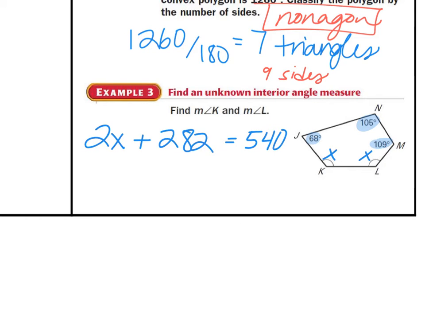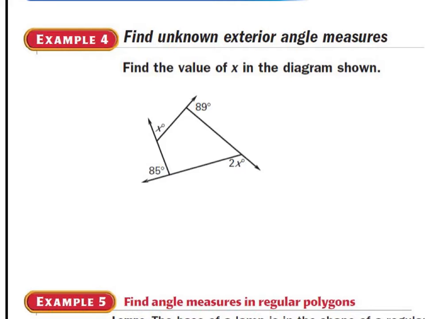If you saw that, the smaller angles are how much? I don't actually remember. 129? Does that sound right? Okay. Subtract 282, divide by 2. So that's K and L. All right.